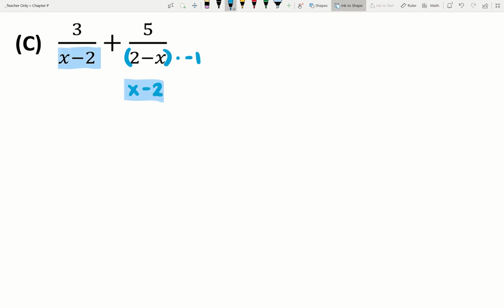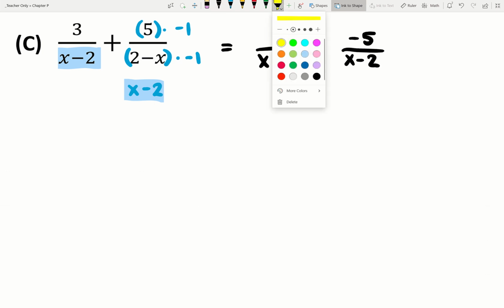So if I multiply the denominator times negative 1, I'm also going to have to do that same thing to the numerator, multiply it times negative 1, and then I'm going to have the exact same denominators here. Okay, so I'm going to have x minus 2, and I'm also going to have x minus 2. 5 times negative 1 is negative 5, so I'm just going to change it to negative 5 here real quick.